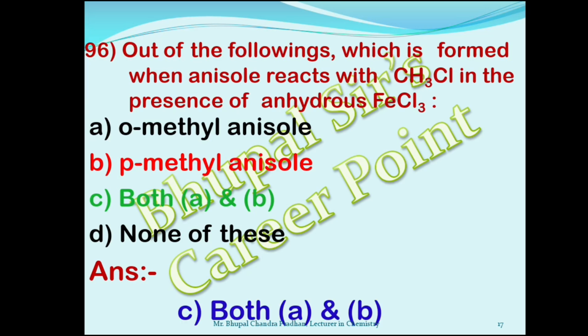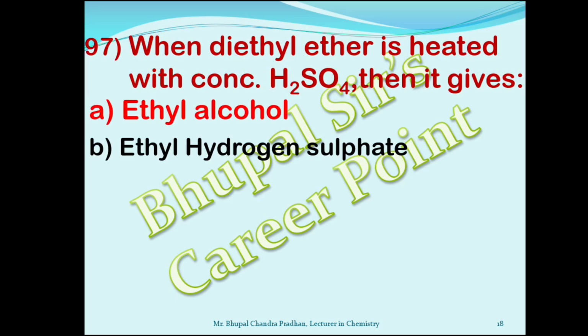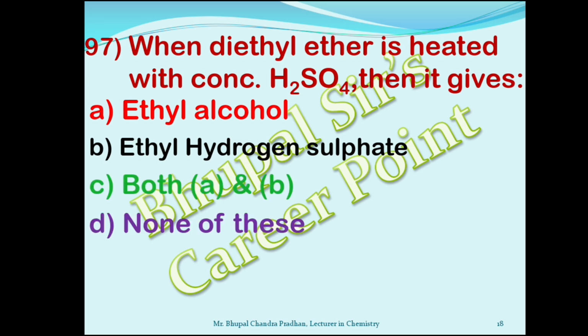Thanks for the students who have given option C as their answer in the live chat. Now let us come for the next question of this session, that is question number 97. When diethyl ether is heated with concentrated H2SO4, then it gives this. Option A, ethyl alcohol. Option B, ethyl hydrogen sulfate. Option C, both A and B. Option D, none of these.